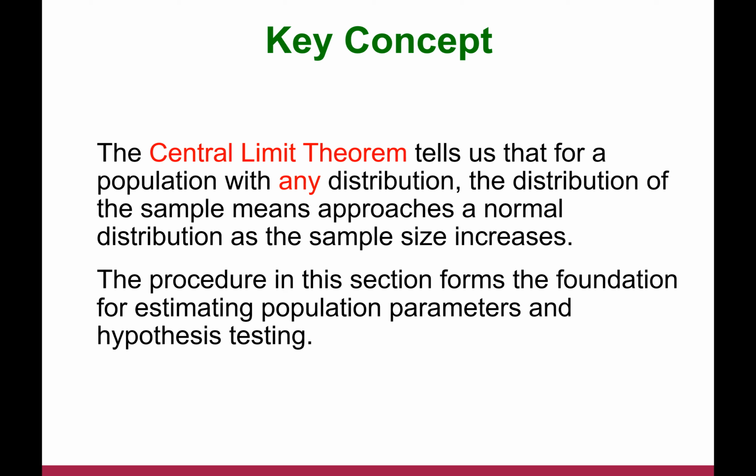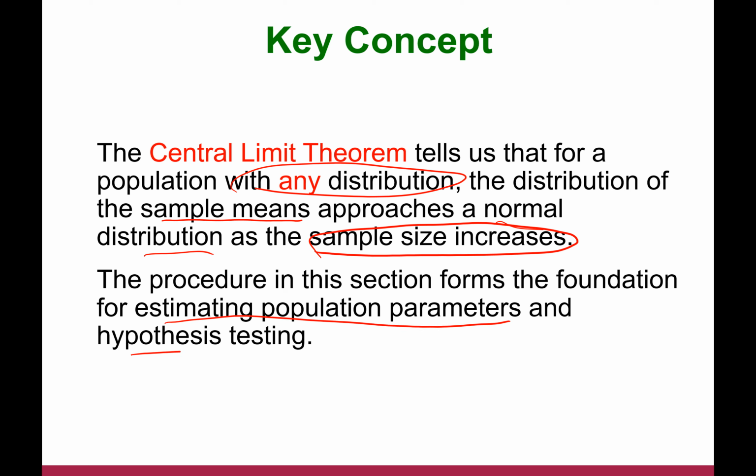Okay, so the central limit theorem tells us that for a population with any distribution, the distribution of the sample means approaches the normal distribution as the sample size increases. This procedure forms the foundation for estimating the population parameters and hypothesis testing. Estimating population parameters is from chapter 7, and we'll concentrate on that. Hypothesis testing is in chapter 8. So the central limit theorem provides the foundation for chapter 7 and chapter 8.